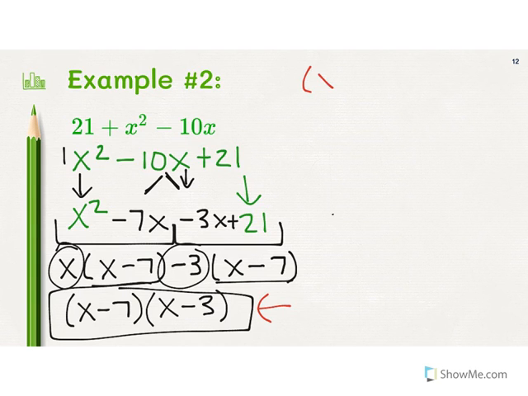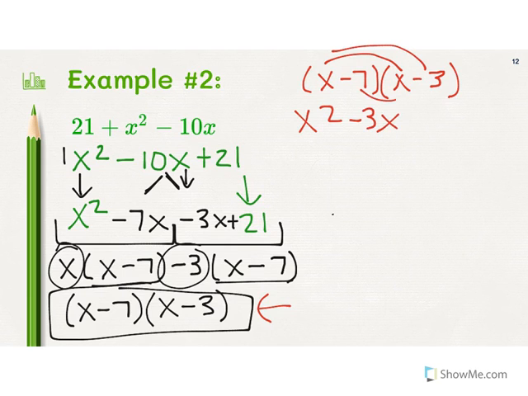So if we have x minus 7 times x minus 3, you're just multiplying. You're just distributing: x times x, x squared, x times negative 3, negative 3x, negative 7 times x, negative 7x, and then negative 7 times a negative 3 is a positive 21. Combine like terms, those are the only terms that we get to combine.